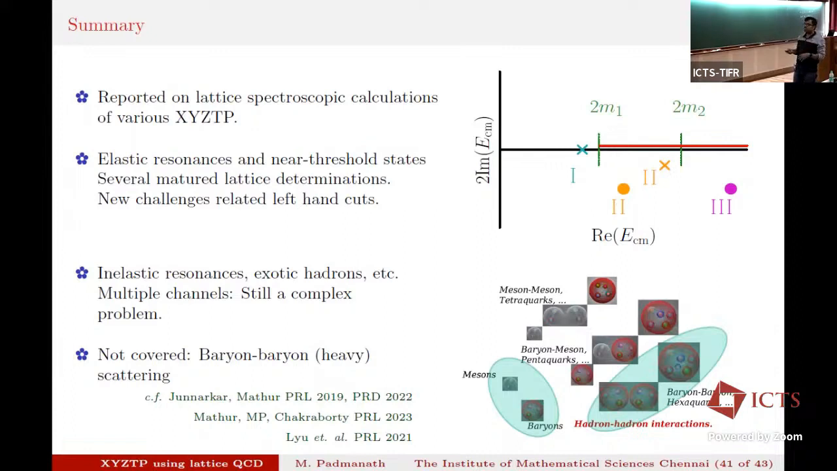Once we go to inelastic setups, and more and more higher and higher lying exotic hadrons, things become much more complex, because we have multiple scattering channels and more parameters to constrain, which means we have to constrain the energy dependence in a much better way. I did not cover anything about baryons because I was sure I would be short of time, but if you are interested, you can read through some of the newer articles that we have put out. Thanks.